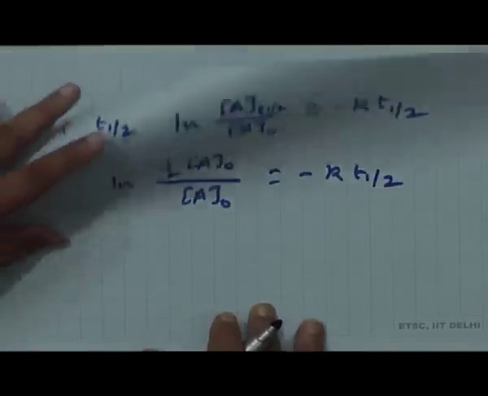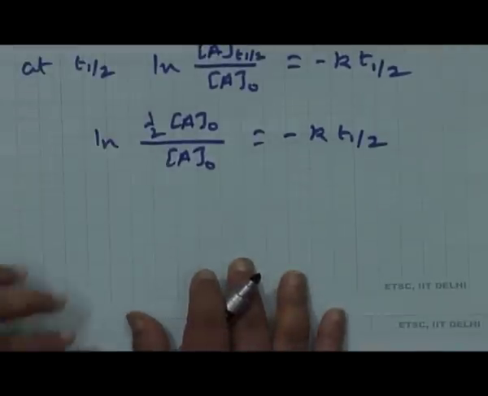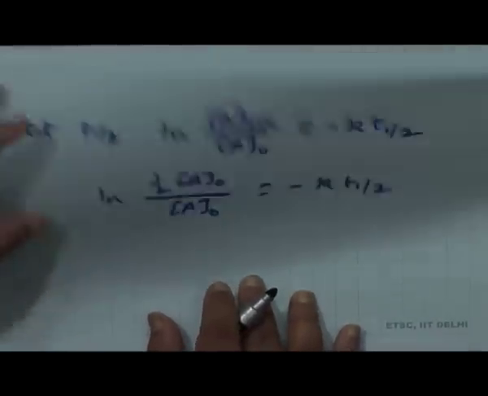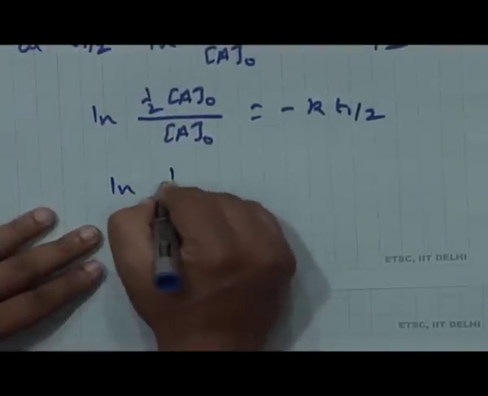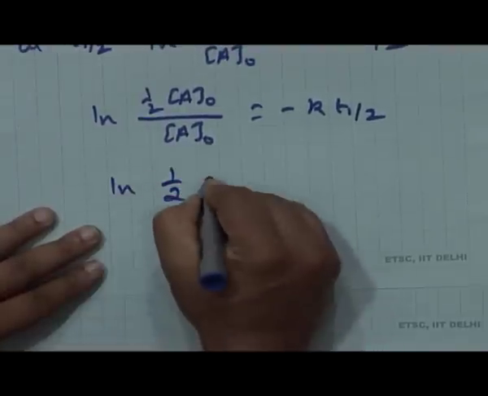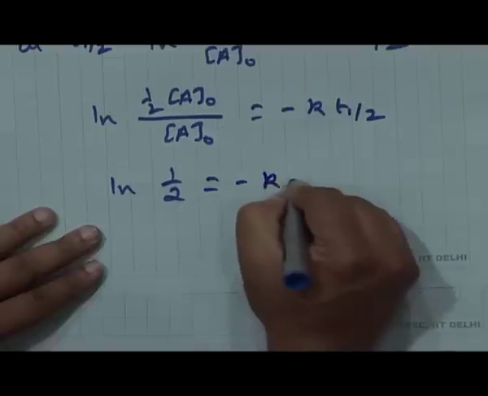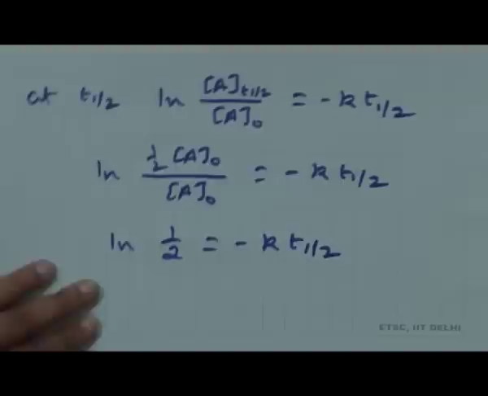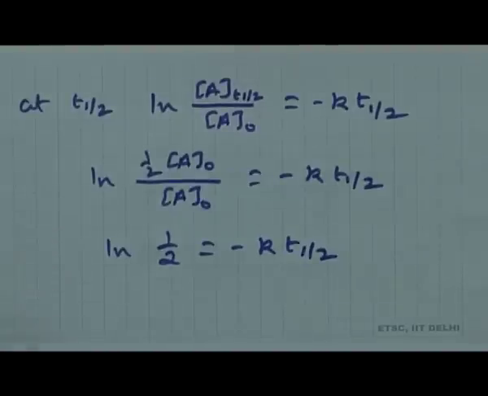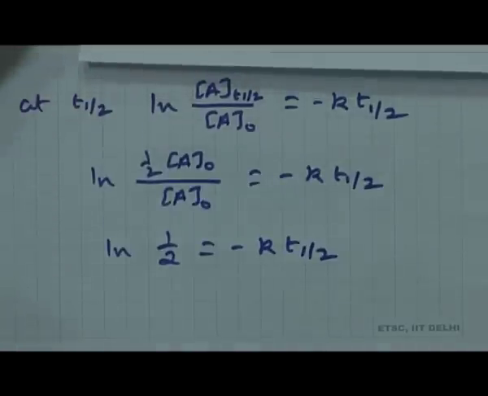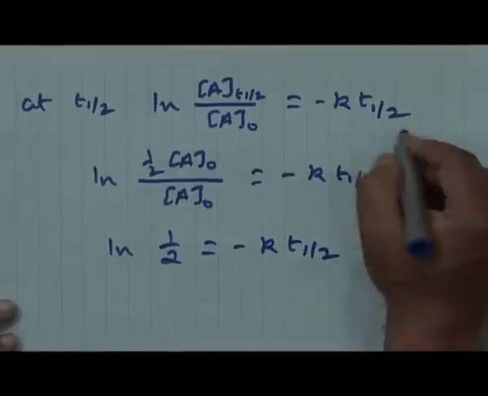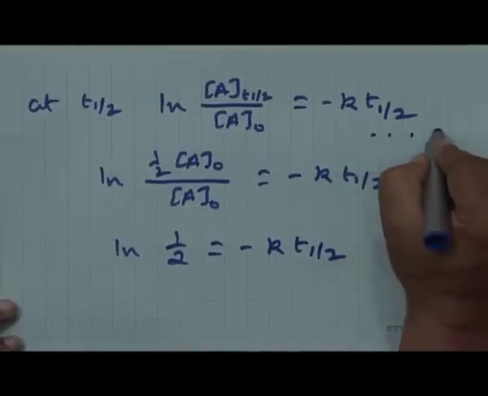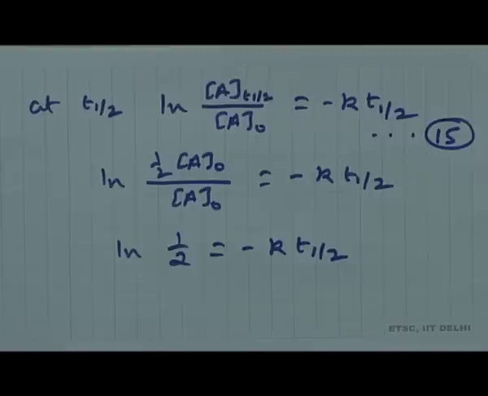So, obviously you realize this A naught cancels out. If this A naught cancels out, I will be having ln half is equal to minus k T half, right. So, let me see what was the last equation number. I think it was 14. So, let this equation number be 15. So, let this be 16.